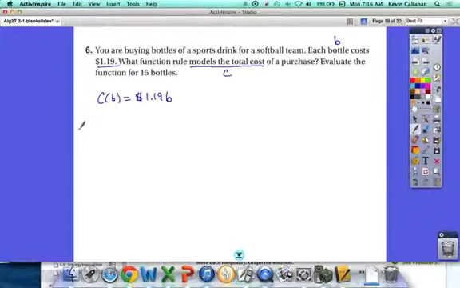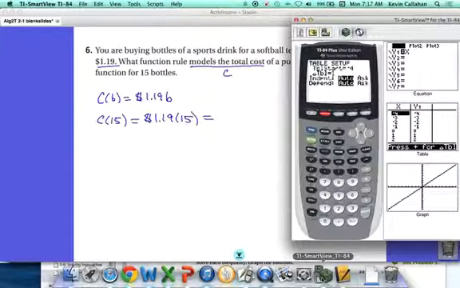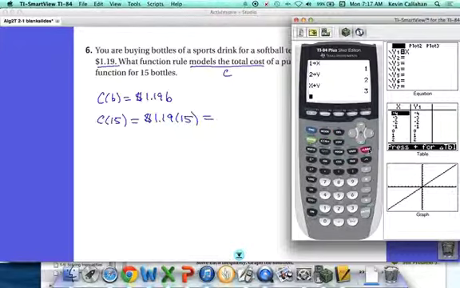And then how would we evaluate the function for 15 bottles? That means plug in 15 for B. And we'll get $1.19 times 15, which equals, let me see if my calculator's still going here. Clear. 119 times 15, 1785.